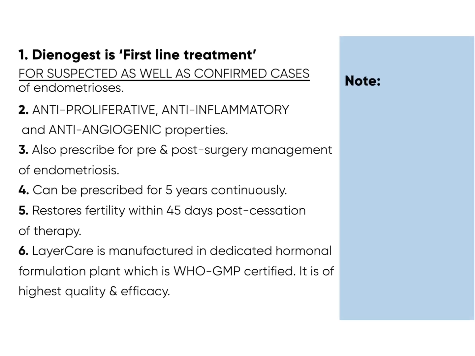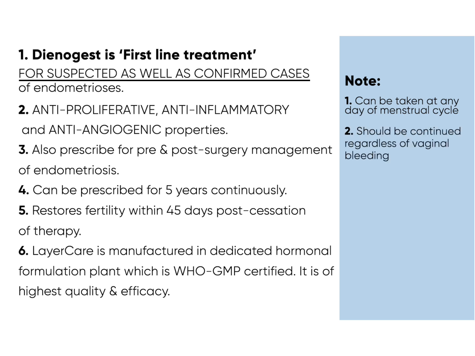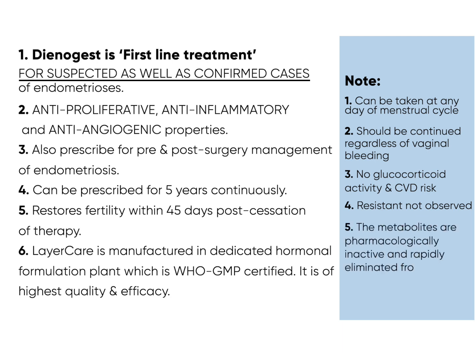Facts that the doctor must be made aware of. Dienogest can be taken at any day of menstrual cycle. It should be continued regardless of vaginal bleeding. It has no glucocorticoid activity and CVD risk. Resistance not observed. The metabolites are pharmacologically inactive and rapidly eliminated from the plasma.